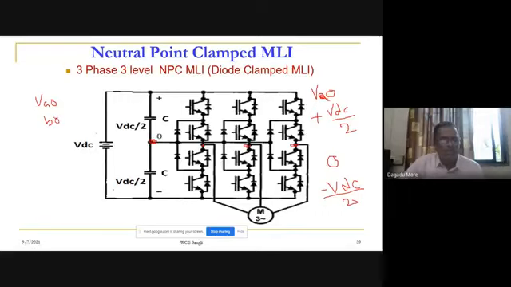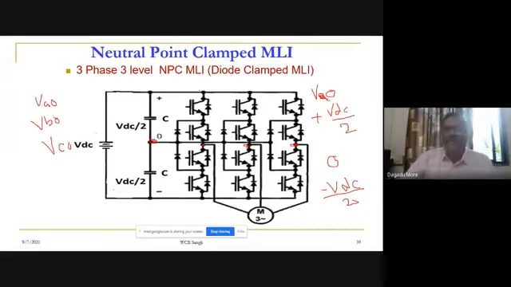VBO will again be plus VDC by 2, 0, or minus VDC by 2. VBO. And then similarly we have VCO. Again VCO we have this. Is it clear? So in case of two level, we have VBO, VCO, VAO only, plus VDC by 2 or minus VDC by 2.